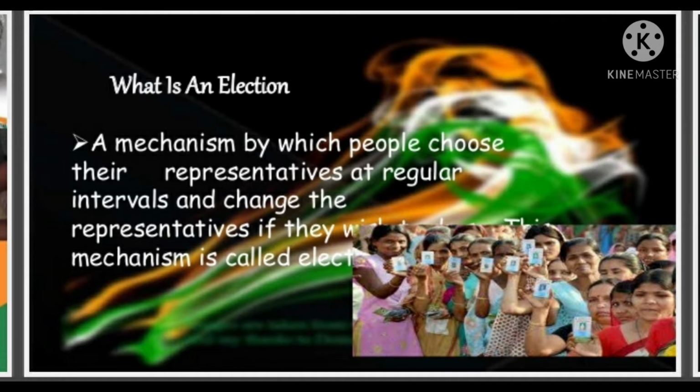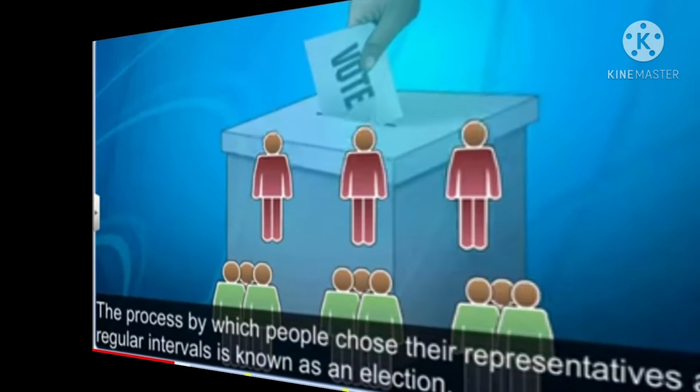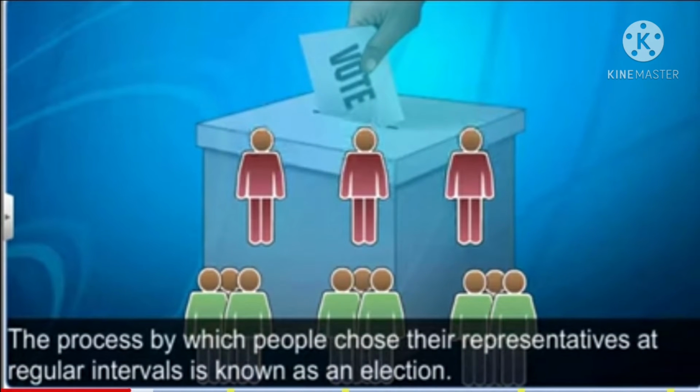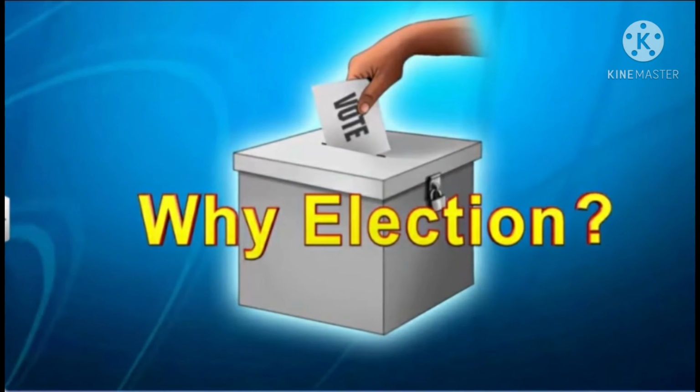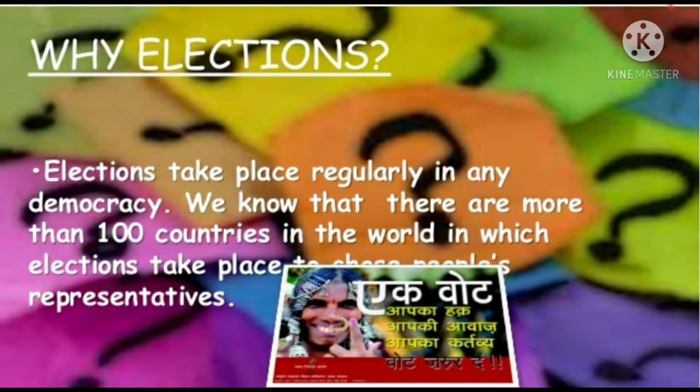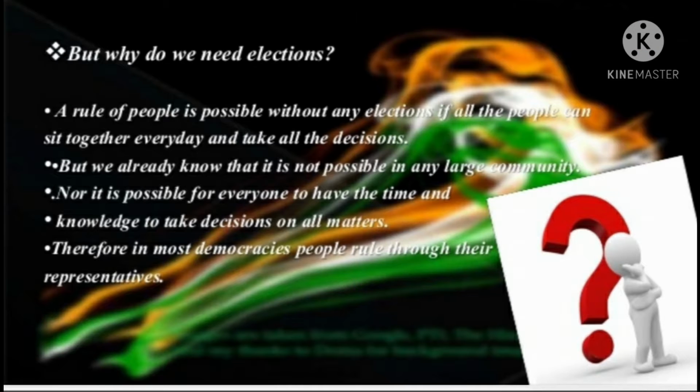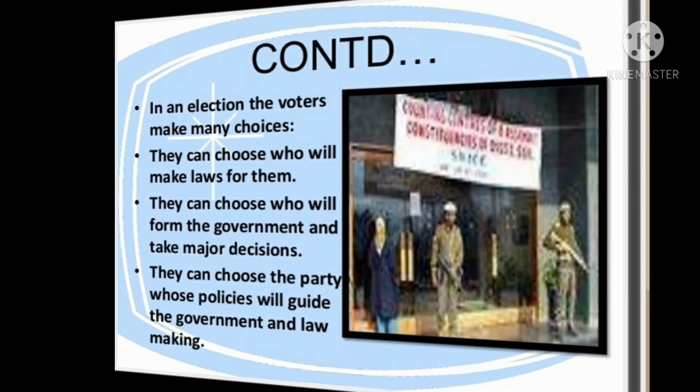The mechanism by which people can choose their representatives at regular intervals and change them if they wish to do so is called an election. Why do we need elections? Elections take place regularly in any democracy. There are more than 100 countries in the world in which elections take place to choose people's representative.